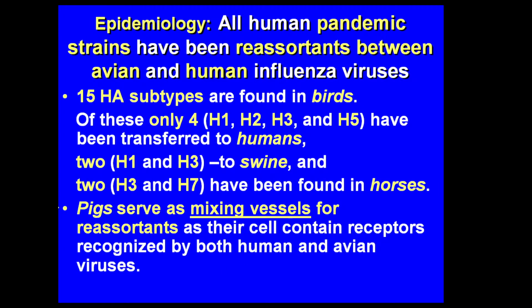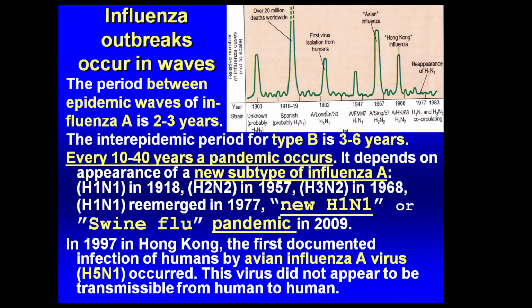Why do pigs serve as mixing vessels for reassortments? Because their sialic acid receptors match with the hemagglutinins of many different subtypes taken from different strains. So then, the thing is that influenza outbreaks occur in waves, and the period between waves of influenza is usually 2 to 3 years. And the interepidemic period for type B is 3 to 6 years, so it takes longer. Every 10-40 years, pandemics usually occur, and they depend on the appearance of a new subtype of influenza A, and you had the example of it, right?